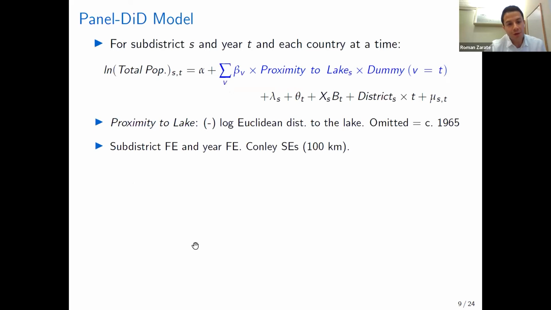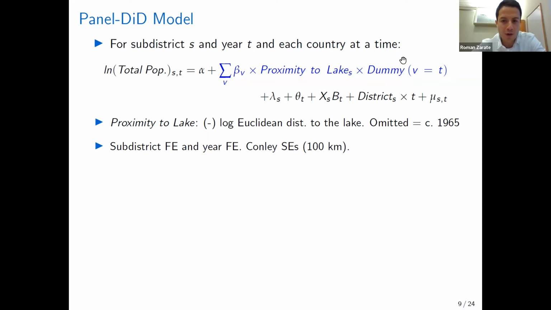Now, for the reduced form, we're going to run a panel difference in difference specification in which we relate our main outcome, which is the total population in subdistrict S at period T, with a treatment exposure measure, which is going to be the proximity to the lake. We're going to use 2 different specifications. In one specification, we're going to use the Euclidean distance, but we're also going to run a more flexible specification in which we're going to construct distance bins.